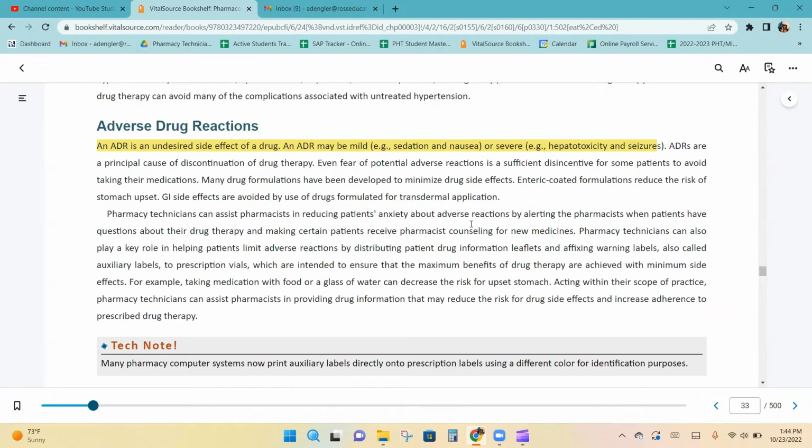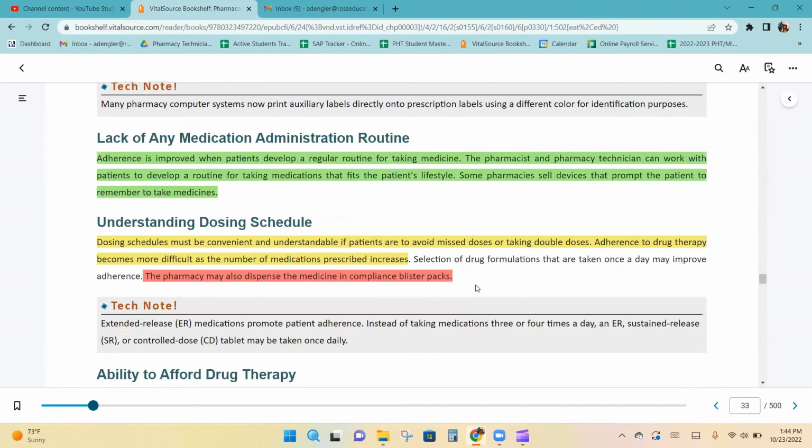Pharmacy technicians can assist pharmacists in reducing patients' anxiety about adverse reactions by alerting the pharmacist when patients have questions about their drug therapy and making certain patients receive pharmacist consultation for new medications. Adherence is improved when patients develop a regular routine for taking a medication. The pharmacist and pharmacy technician can work with patients to develop a routine for taking medications that fits the patient's lifestyle. Some pharmacies sell devices that prompt the patient to remember to take medications.